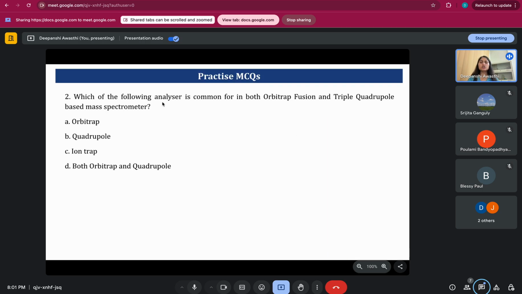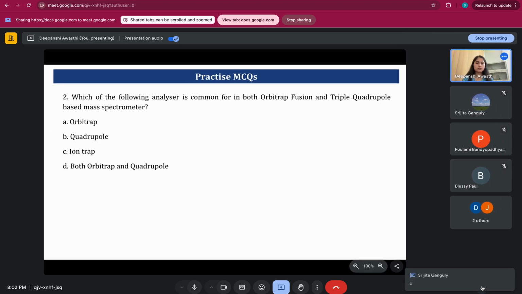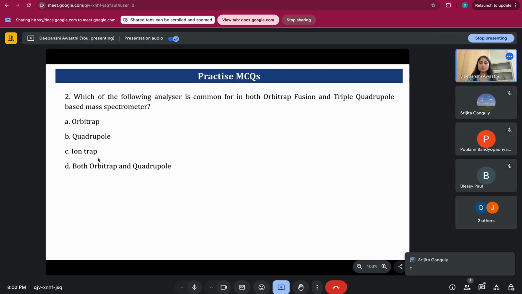Now the next question is, which of the following analyzers is common in both the Orbitrap Fusion and triple quadrupole based mass spectrometer? Option A is Orbitrap, option B is quadrupole, option C is ion trap, and option D is both Orbitrap and quadrupole. So you have to tell which mass analyzer is common in both of them. Option C, ion trap. In triple quadrupole, as we discussed, did you see any ion trap mass analyzer there?